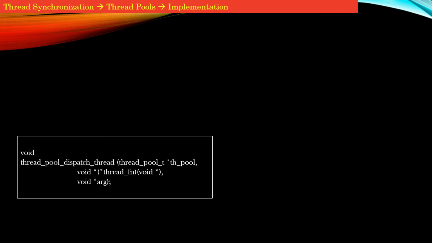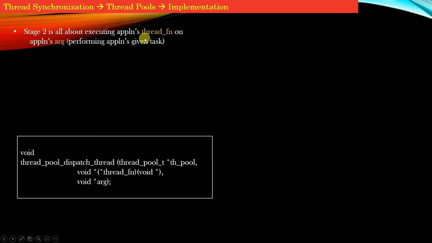So guys, now continuing with the implementation of thread pooling. Now let us start with the implementation of stage 2 and stage 3. Stage 2 is all about executing the application's thread function on the application's argument.